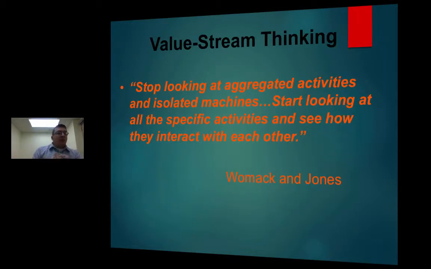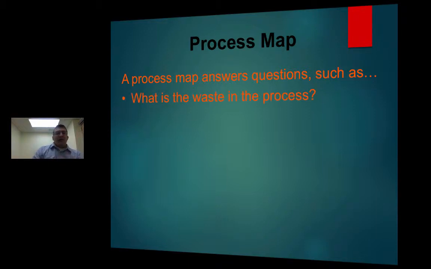So if we look at value stream thinking, we're no longer looking at the aggregate activities. This is one thing we're going to look at next week when we start the mapping process. We're looking at the actual specific activities and how they interact with each other. And we look at those within a process map. So a process map answers questions such as, what is waste in the process? So we're looking at, okay, what's redundancy? What are we doing that we don't have to do? The waste aspect. Where are any blockages to the flow?